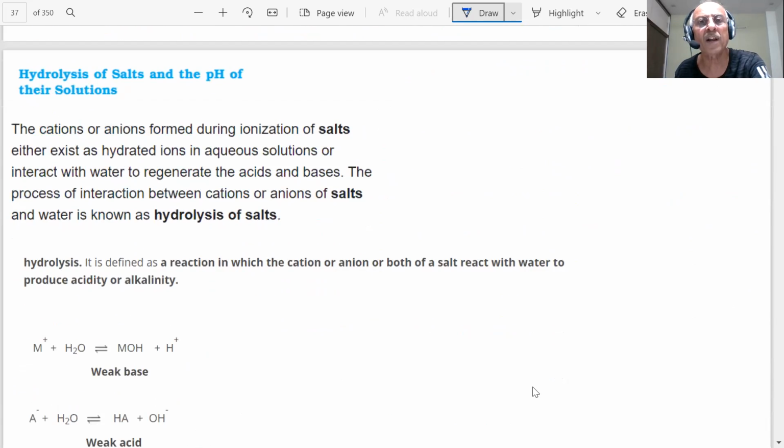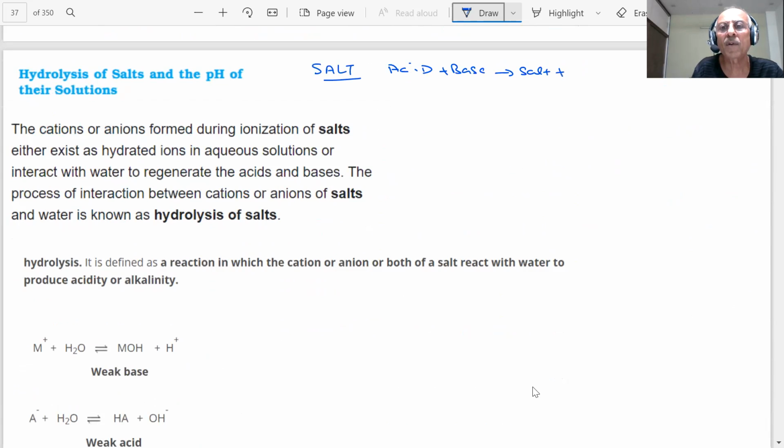Another important reaction we have studied, students, is the hydrolysis of salts and the pH of their solutions. What is a salt? How is a salt produced? How do you produce a salt? By the reaction of an acid and a base. Acid plus base will form salt plus water.